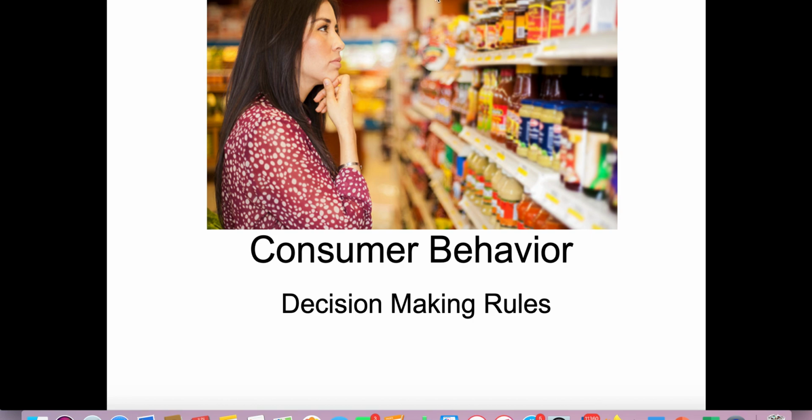Today we're going to talk about the consumer decision-making rules. Consumers can make decisions quickly, with little information, or spend a lot more time in the process. The decision rules help them evaluate alternatives. How does Katie decide which brand of mustard to buy?